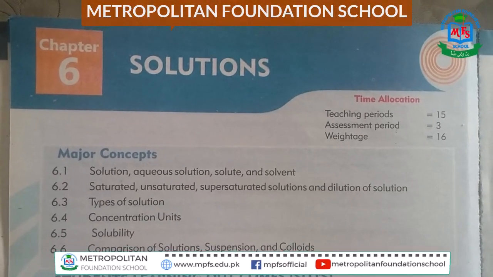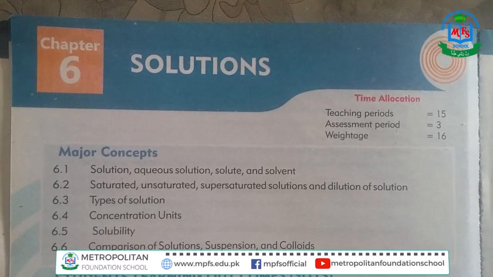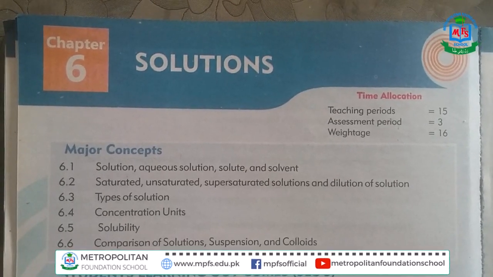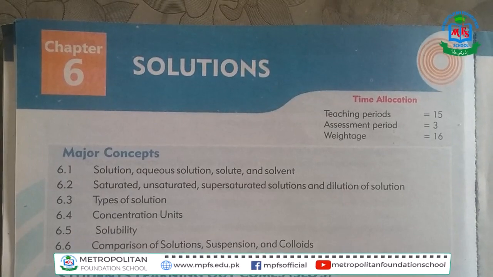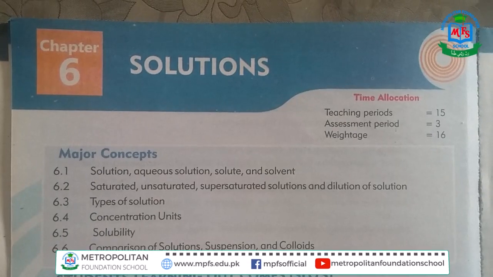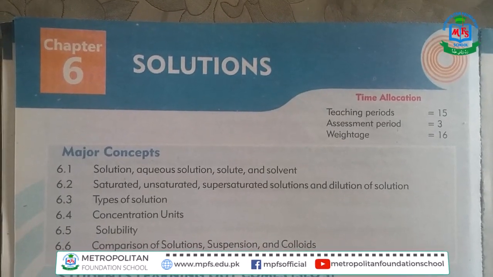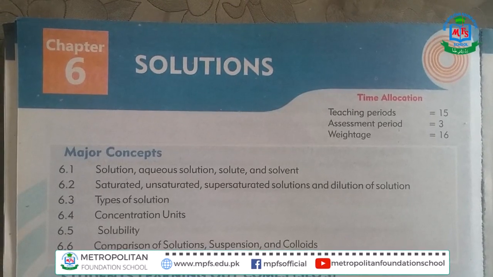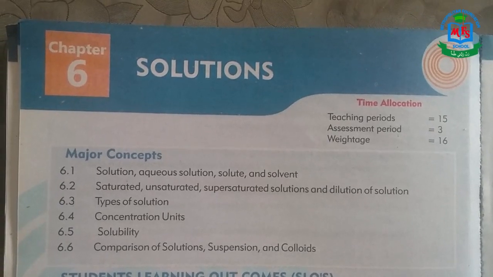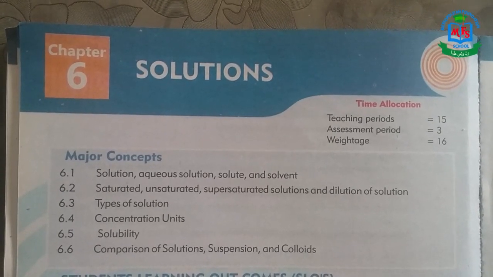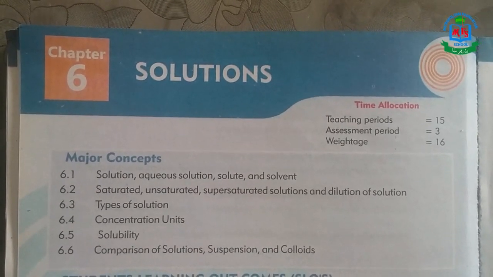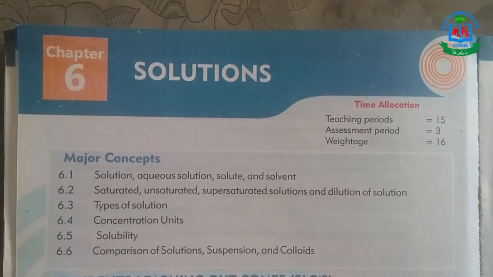In this lecture we discuss chapter number 6, that is solutions. First of all, we discuss how many topics are covered in this chapter. The first topic that we discuss in this chapter is solution. Then we discuss different types of solution. For example, saturated solution, unsaturated solution, supersaturated solution, aqueous solution and dilute solution.